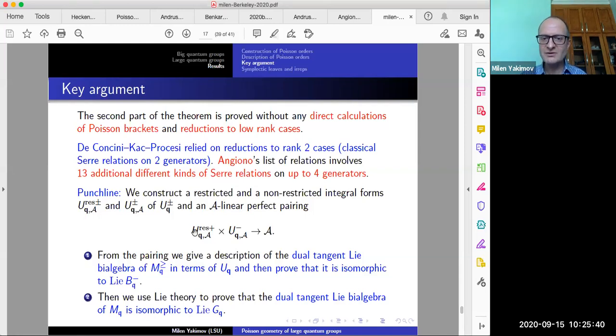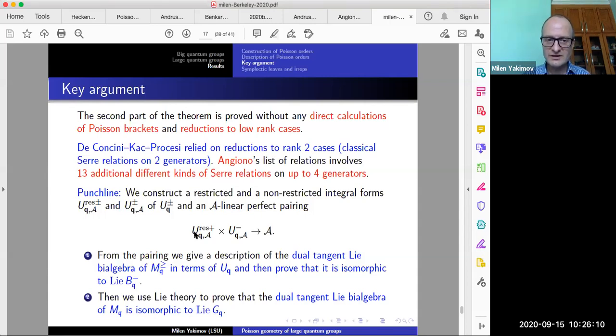And then from here, you can prove, by a direct argument coupled with previous results of Ivan and Nicolas, that the tangent Lie bialgebra is precisely the Lie algebra of this Borel subalgebra BQ minus. So this proves the result for the Borel part.